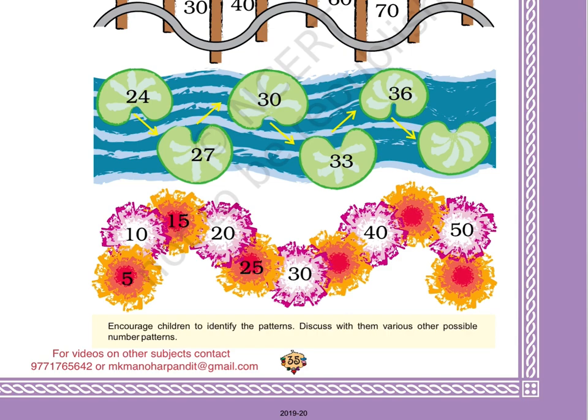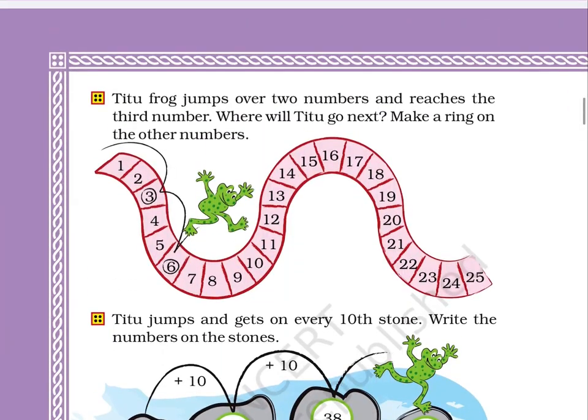Page number 36. Question 1. T2 frog jumps over two numbers and reaches the third number. Where will T2 go next? Make a ring on the other numbers.